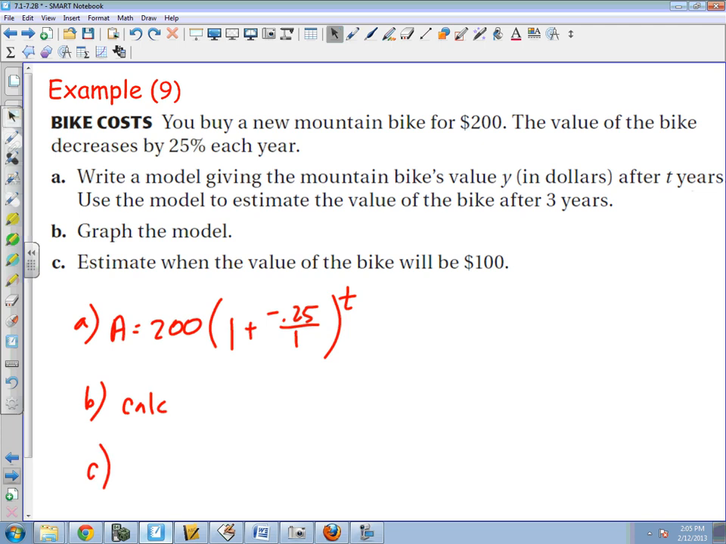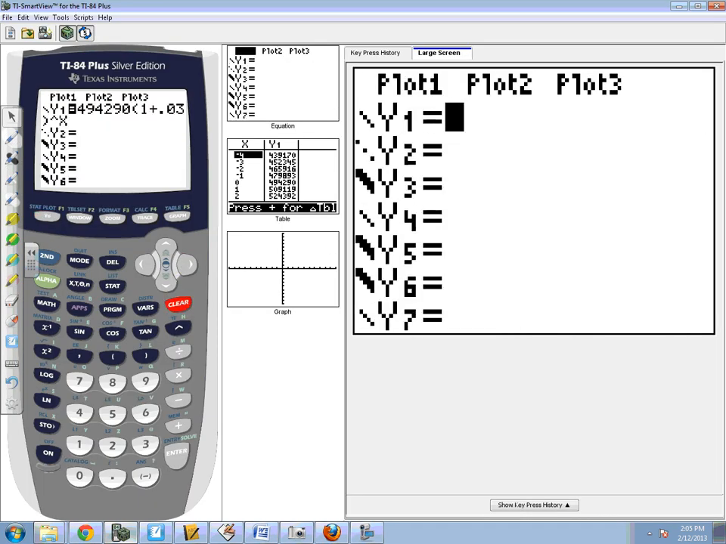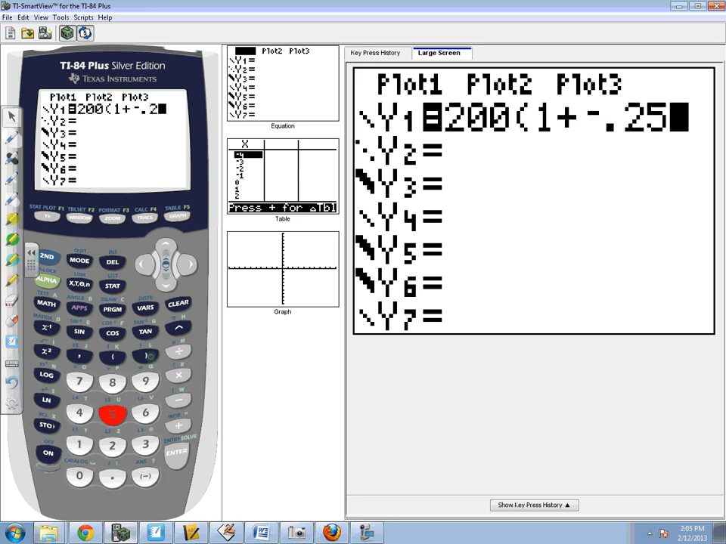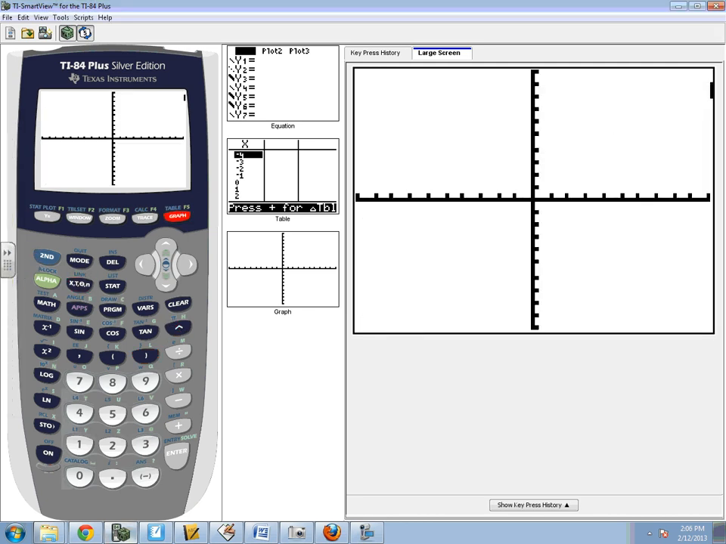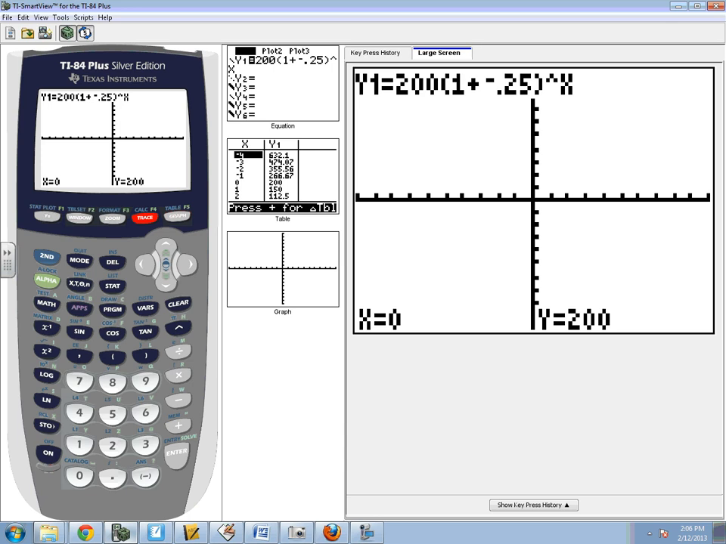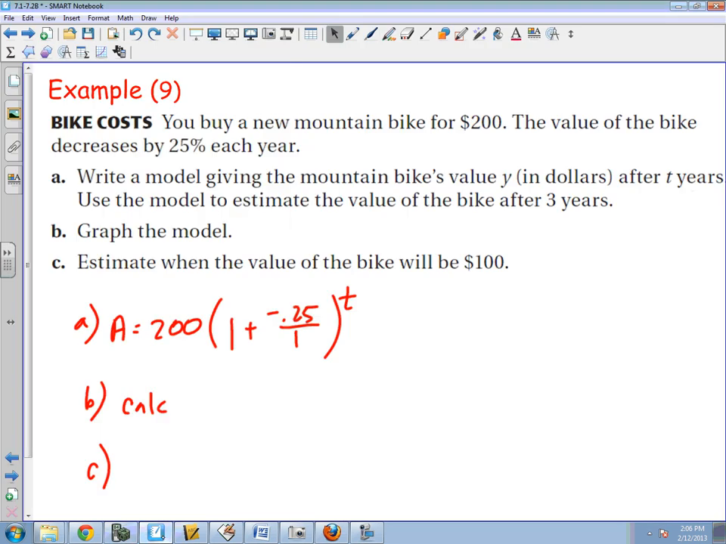So now I'm going to go to my calc, and I'm going to graph this model. So I'll erase the old one. So it's going to be 200 times (1 plus negative 0.25). You can do minus 0.25. It doesn't really matter. But to the x power. Okay, now I graph it. And once again, you might be able to see it, you might not, but that's not important. The important thing is you know what you get when you trace. So again, the button you hit is trace, and you can see it's highlighted right there. It's that second, right to the left of graph.